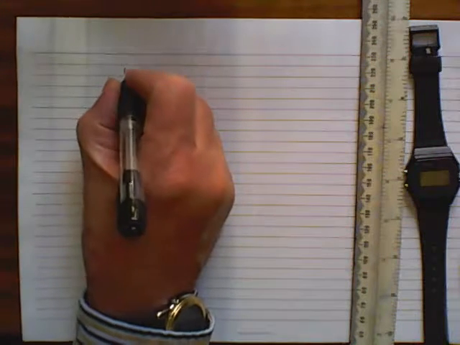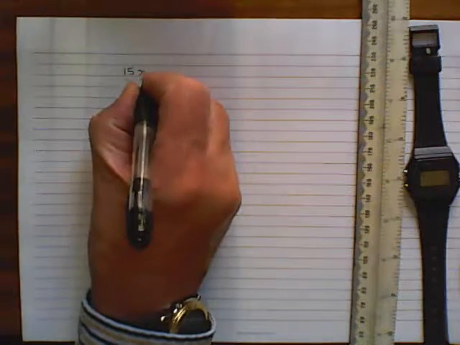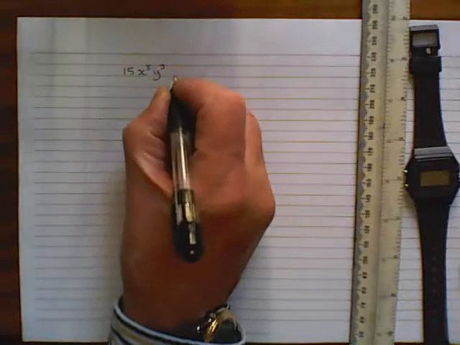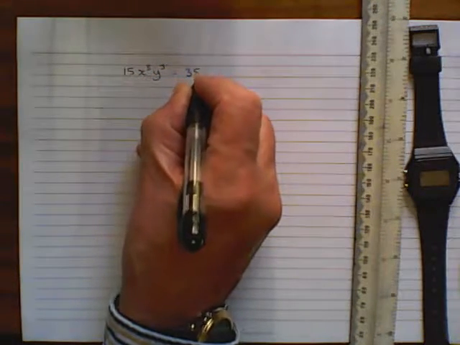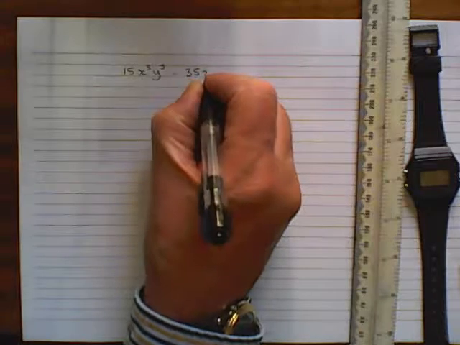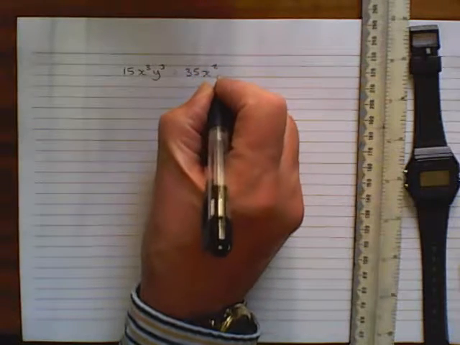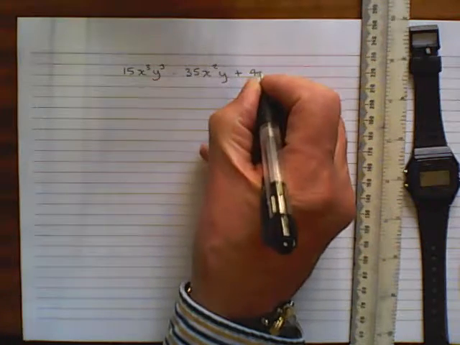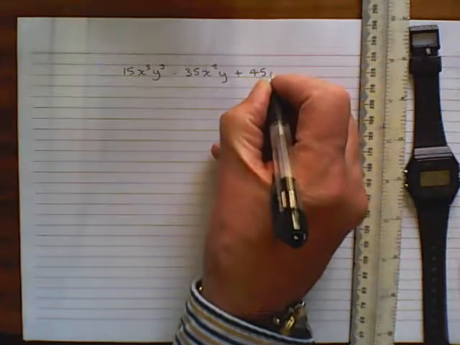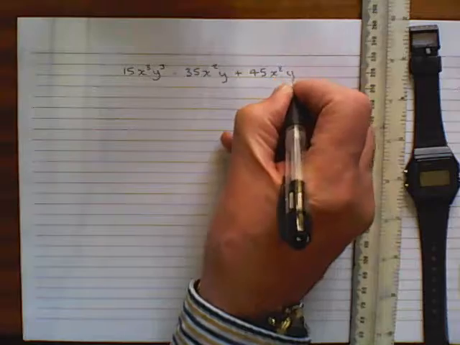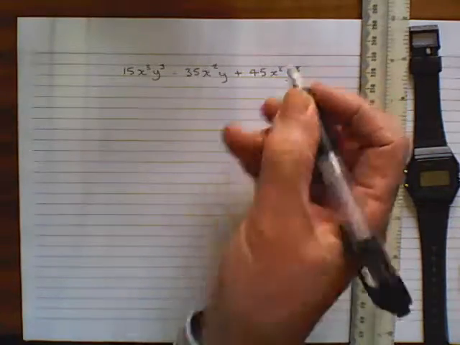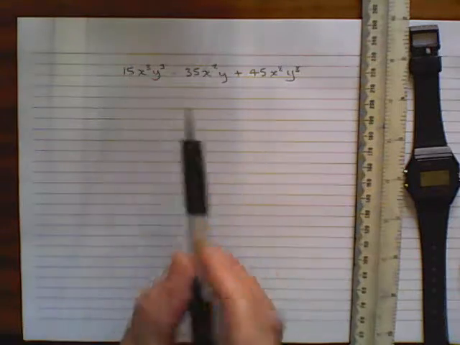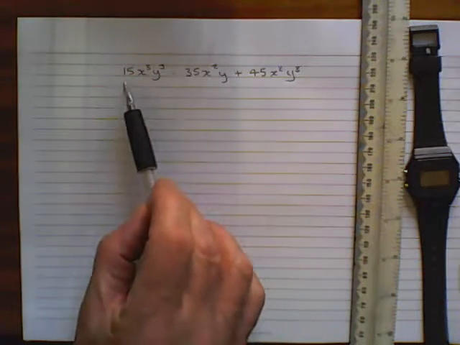Supposing we had 15x cubed y cubed minus 35x squared y plus, let's say, 45x squared y cubed. Supposing we had that, and what we need to do is to factorize it. Well, the first thing, find the highest common factor.